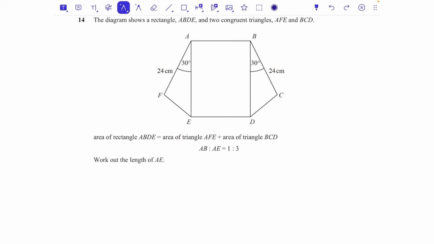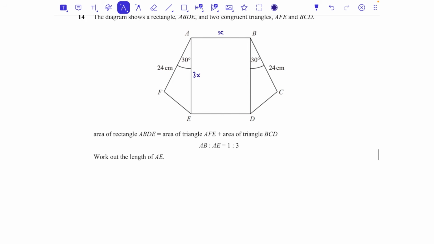I'm going to say that this side is x long. And if it's x, then this side is 3x. So therefore, what I can say is the area of the rectangle, x times 3x, base times height, is equal to the area of this triangle.